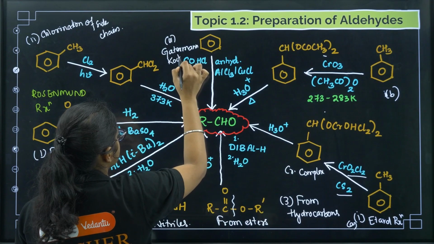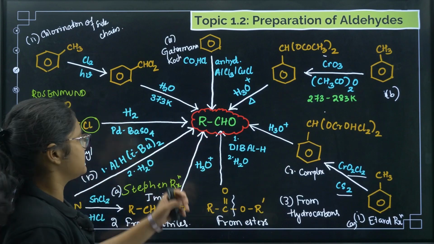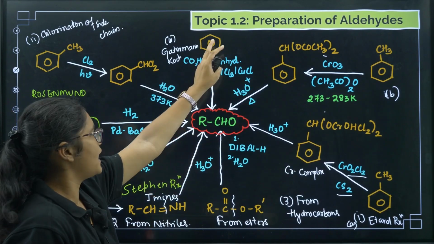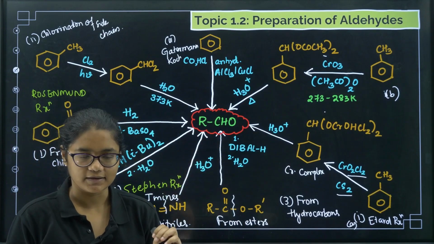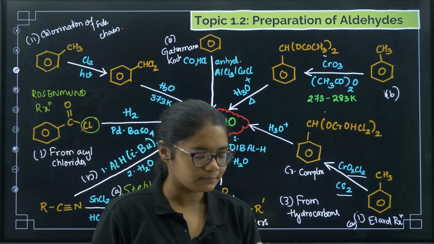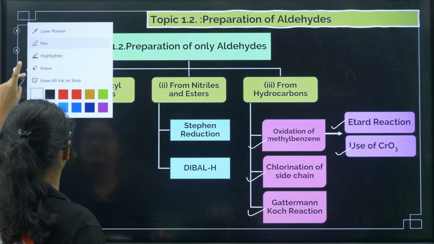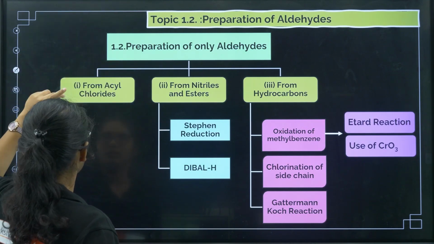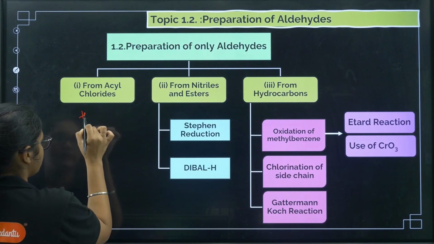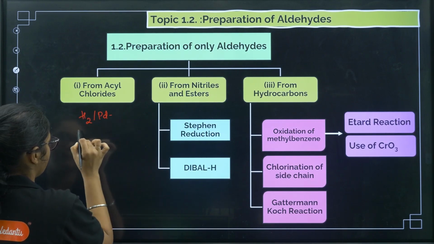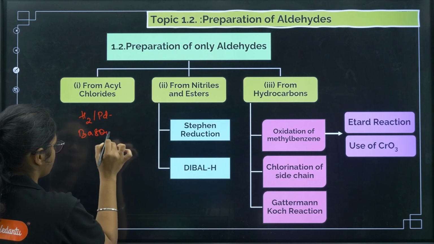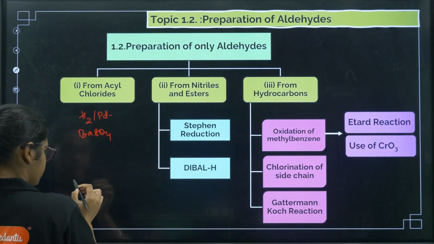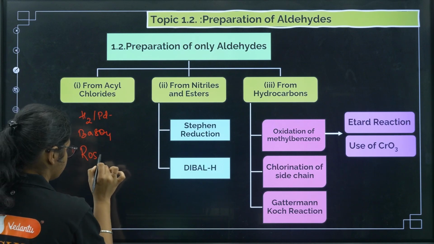Gattermann-Koch reaction. Here you take simply benzene in the presence of CO and HCl, with anhydrous AlCl3 or copper chloride, and this one will give you benzaldehyde. Clear? I hope all the name reactions are clear. Now we can revise using this slide. First of all, if you remember, from acyl chloride, what was the reagent? H2, palladium on barium sulfate, right? And what was the name of this reaction? The name of this reaction was the Rosenmund reaction.